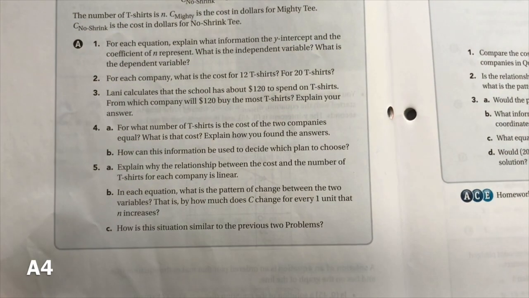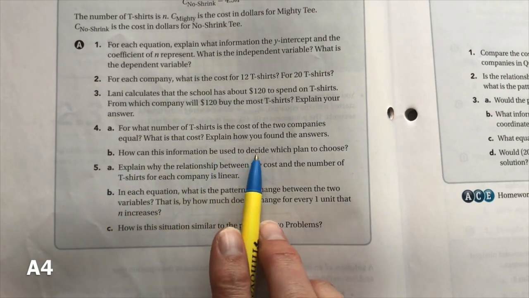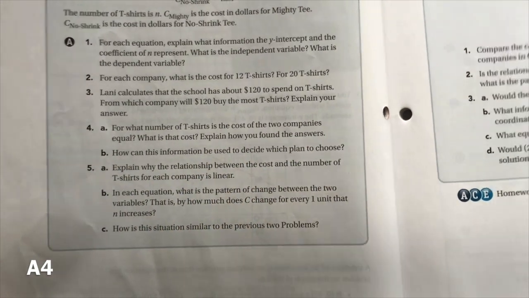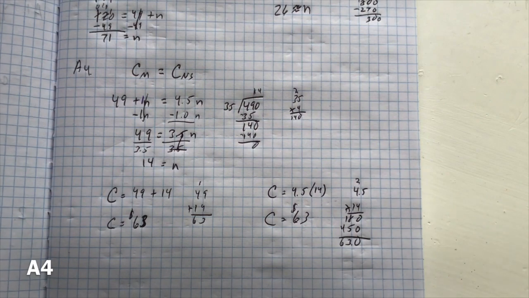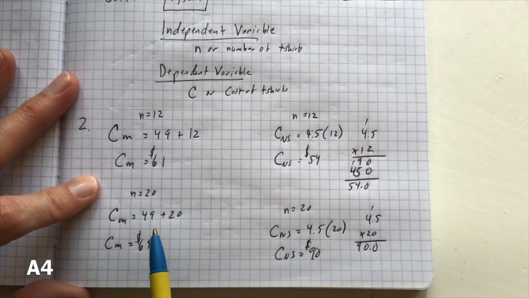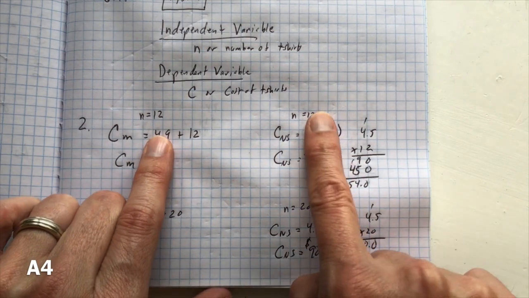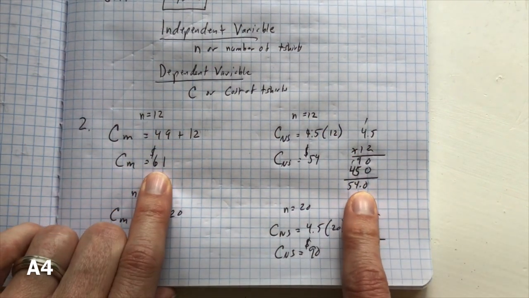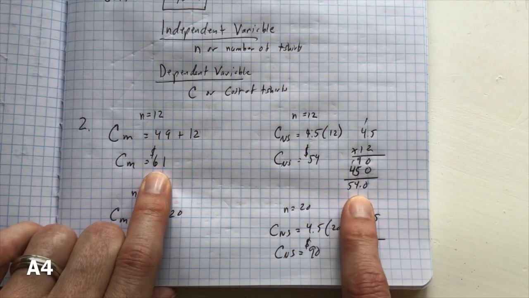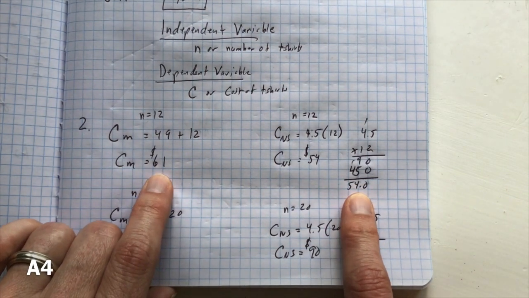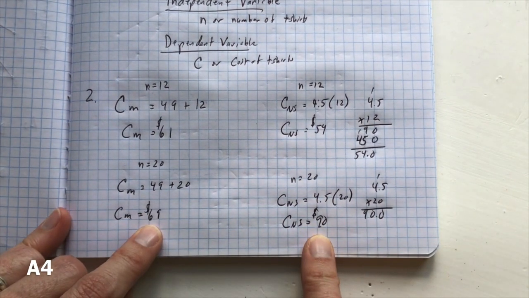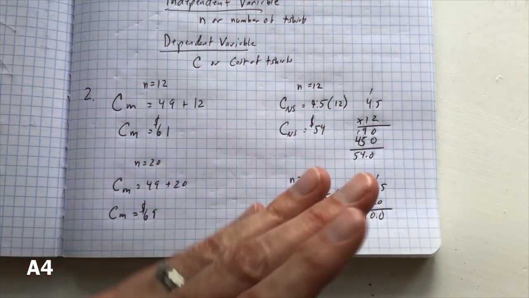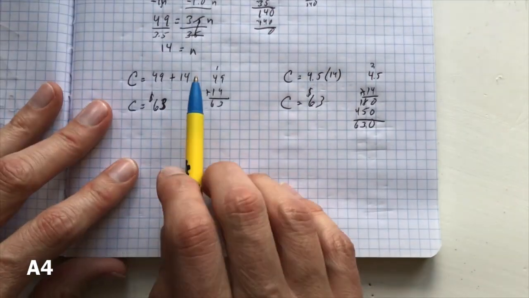So now part B comes along. It says, how can this information be used to decide which plan to choose? Well, if you recall, 14 is the number where they're equal. But remember on the previous part, on part 2, we found out that when it was 12 shirts, No Shrink was a better deal. It was actually cheaper. $54 is cheaper than $61. But look what happened when we did 20 shirts. Considerable difference. We've got $69 here for this one, and then $90 for this one. That's a big change.